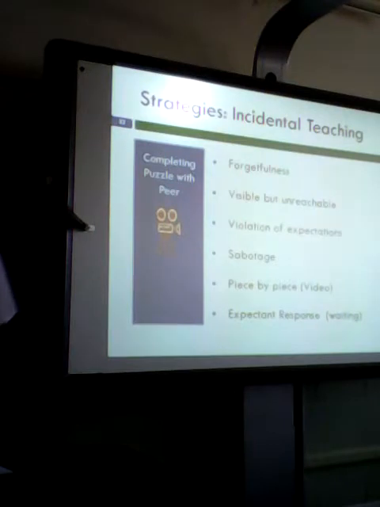So the next one is visible but reachable. So a child might have a highly desirable toy that is just out of reach, but they can see it. So our goal is for the child to reach, look at the item, and ideally look back to the adult to ask for help.